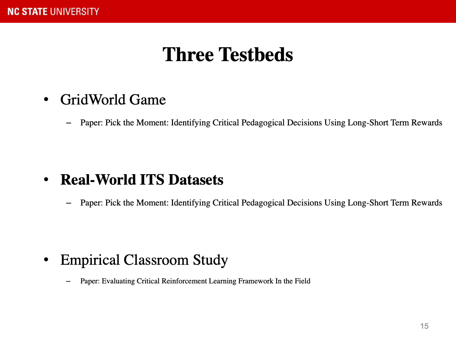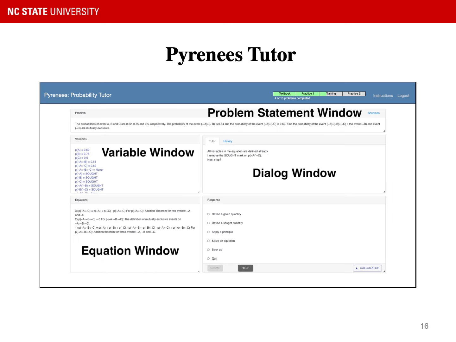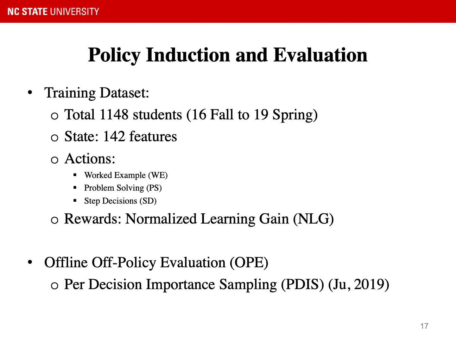Next is the experiment on a real-world dataset. This is the interface of our Pyrenees tutor, which is a web-based ITS for probability. To induce critical policy, our training dataset contains 1,000 students from 6 semesters. The state contains 142 features. There are 3 actions, and the reward is normalized learning gain. In this experiment, we applied per decision importance sampling to evaluate the performance of critical policies.